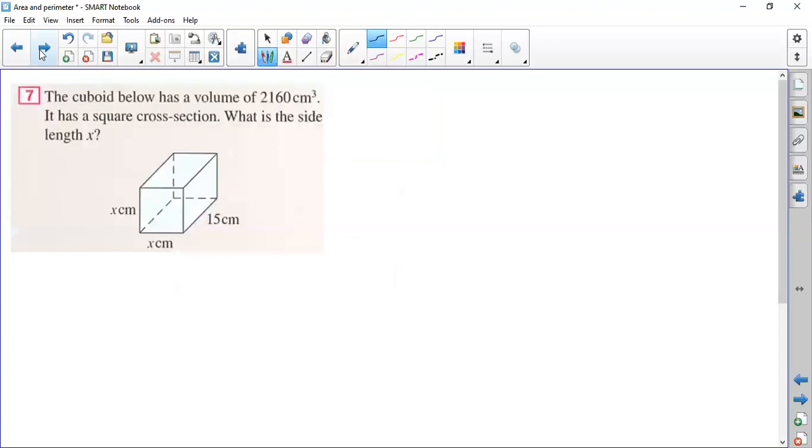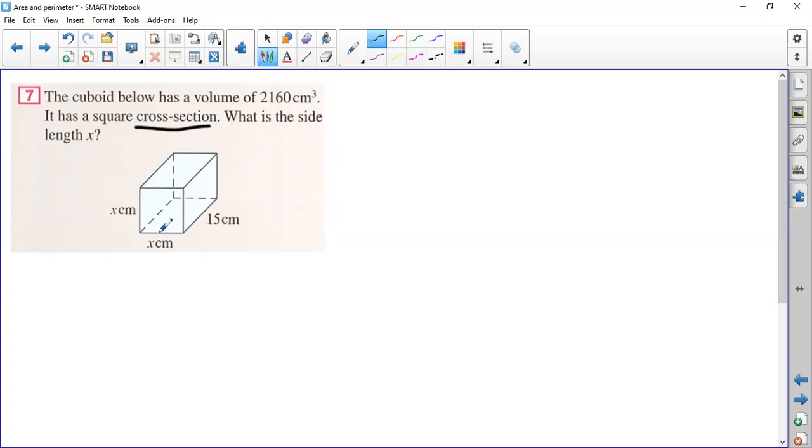Now let's see exercise 7. The cuboid below has a volume of 2,160 centimeter cubed. It has a square cross section. What is the side length x? So what is given? It is given a cuboid whose base, a cross section, is a square with the dimensions x and x.